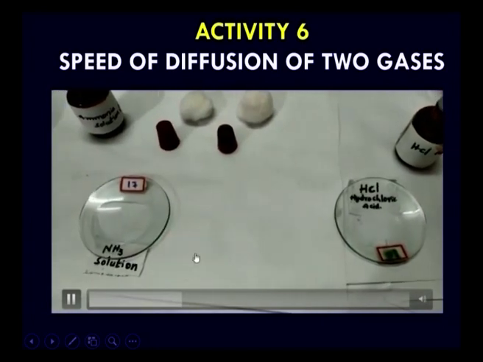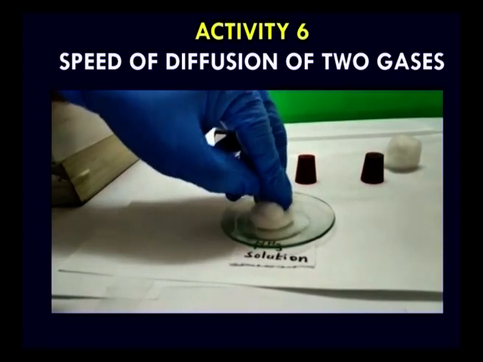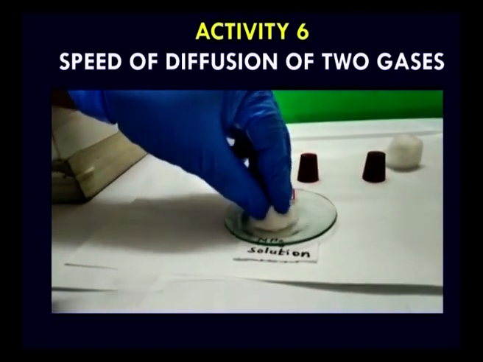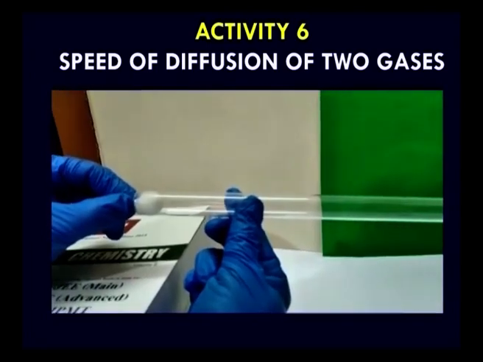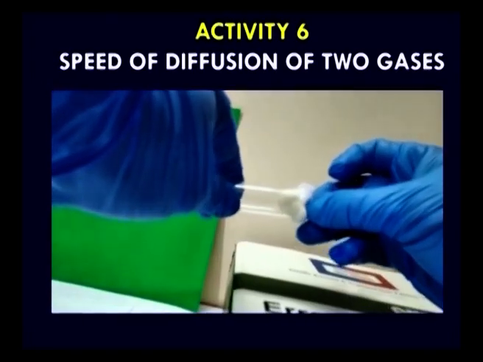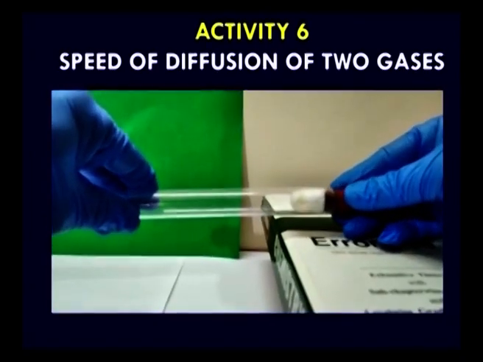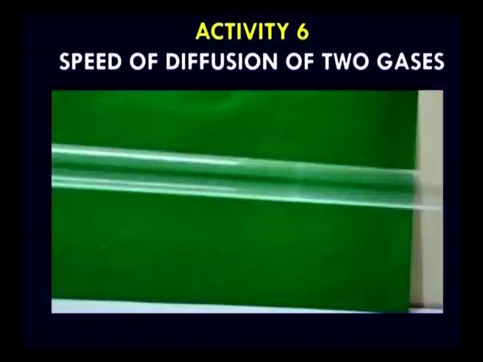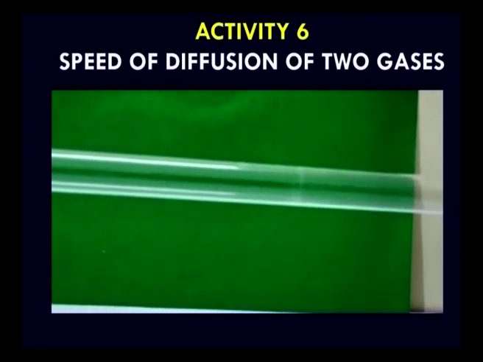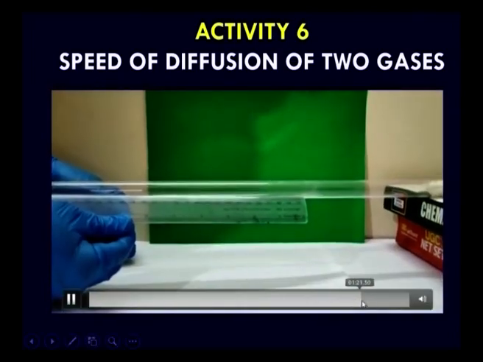Take ammonia solution in a watch glass, dip the cotton plug into the ammonia solution, insert it into one end of the narrow glass tube, and fix the rubber cork. Take another cotton plug, dip it in the HCl solution, insert it into the other end of the narrow glass tube and fix the rubber cork. After a few minutes, we observe a white ring is formed. Children, do you observe the white ring?